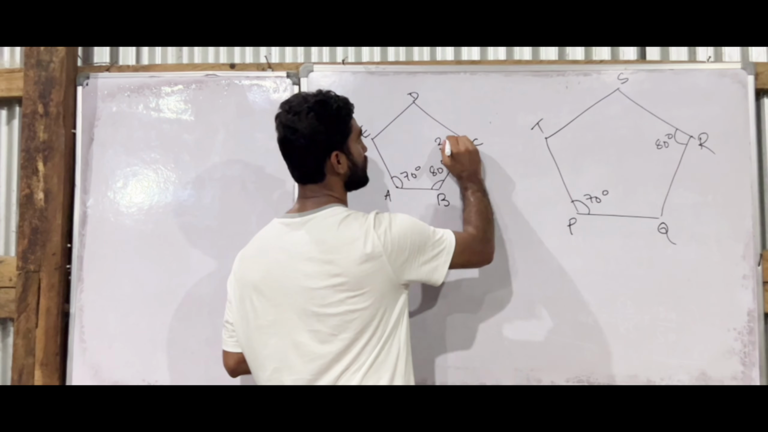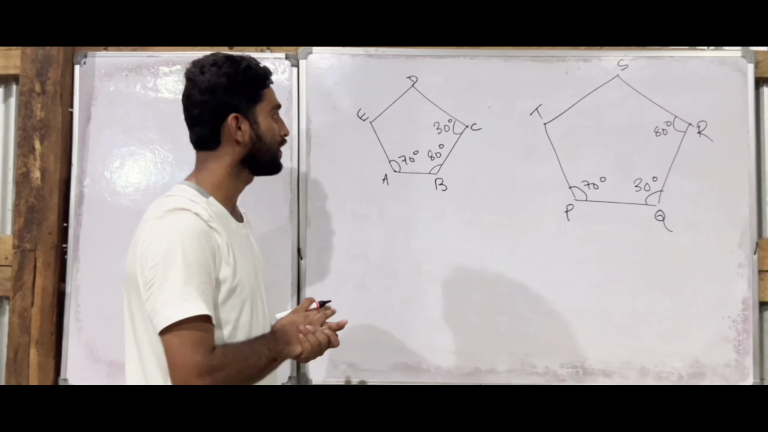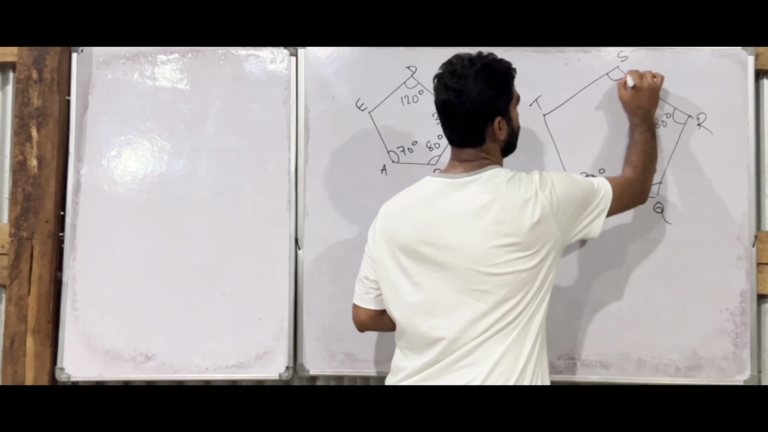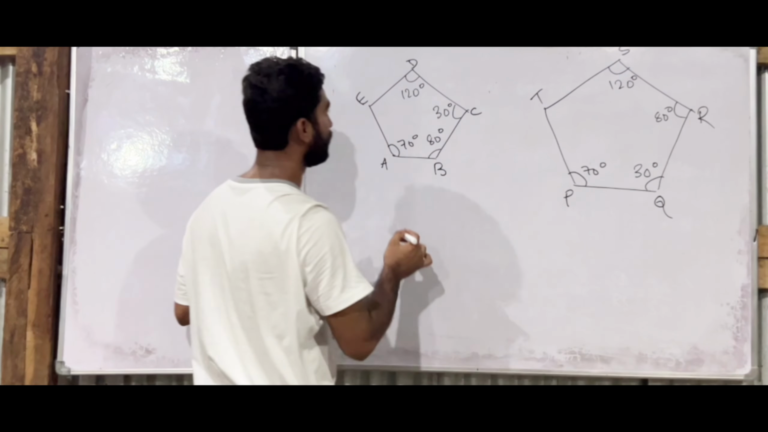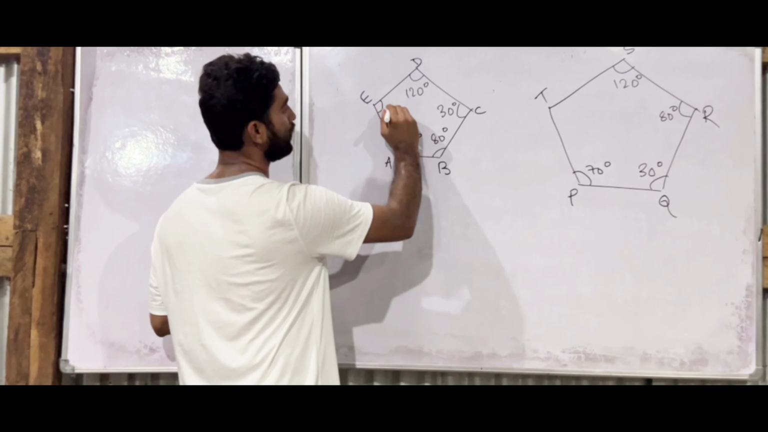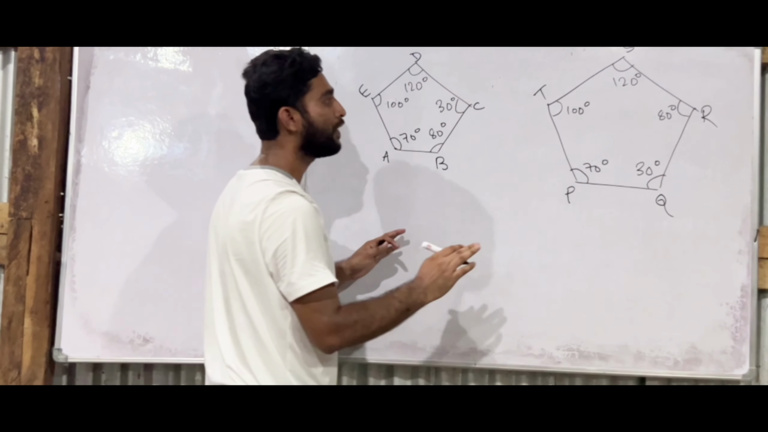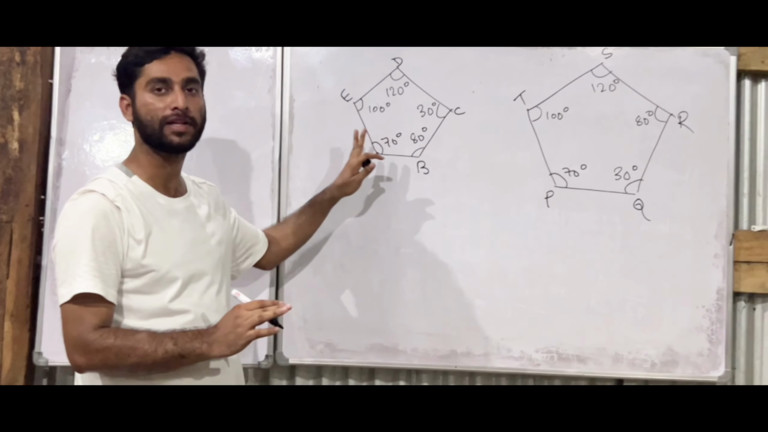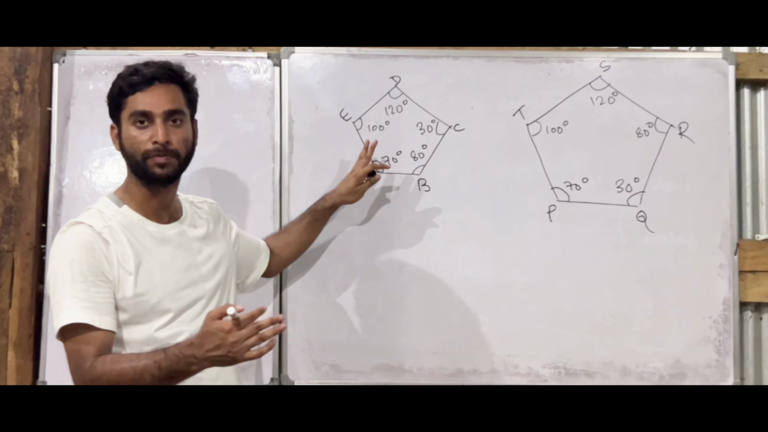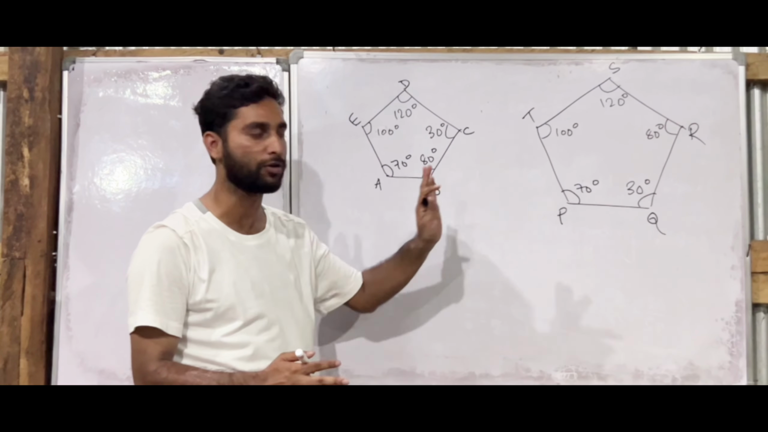Let's suppose this one is 30 degrees, this one is 120 degrees, and this one is 100 degrees. For your understanding, I have given the angle values roughly, okay. Though in the case of a pentagon, the sum of all angles should be 540 degrees. Just for your understanding only, I have roughly written the measurements of the angles, okay.